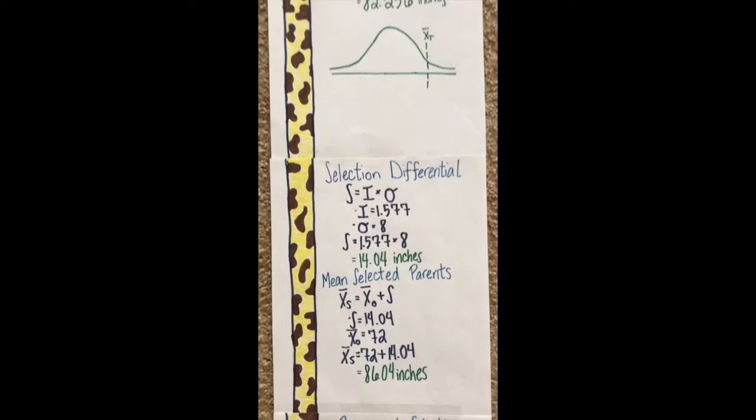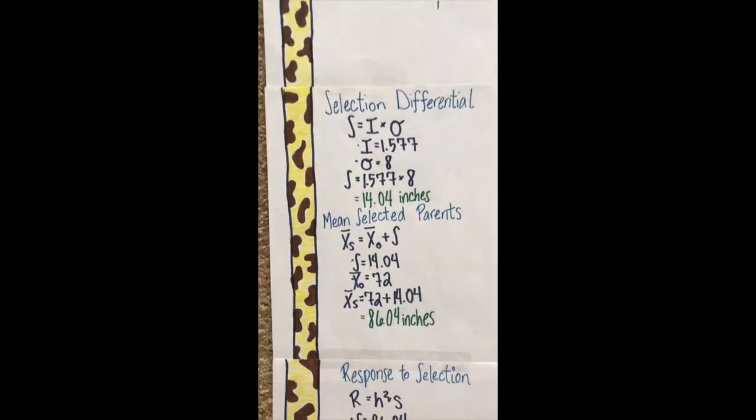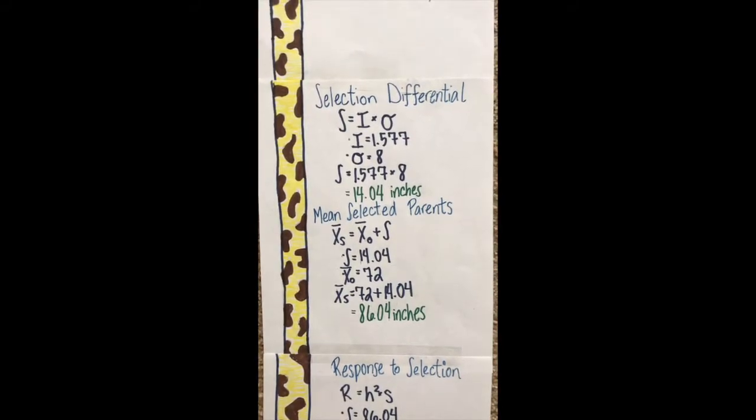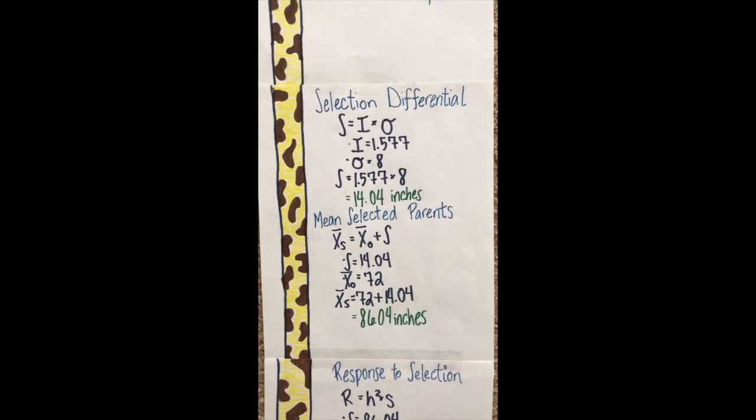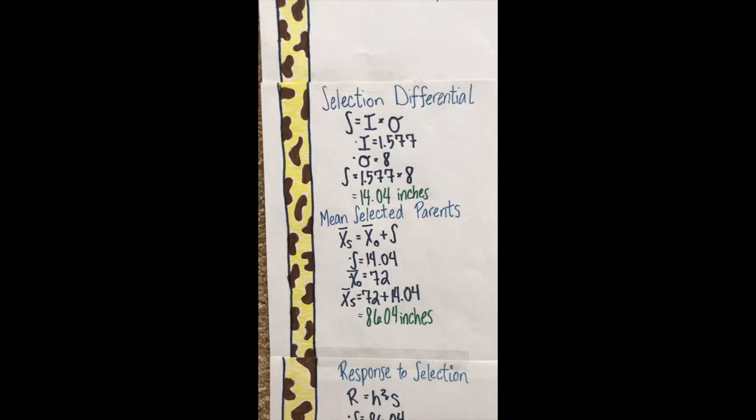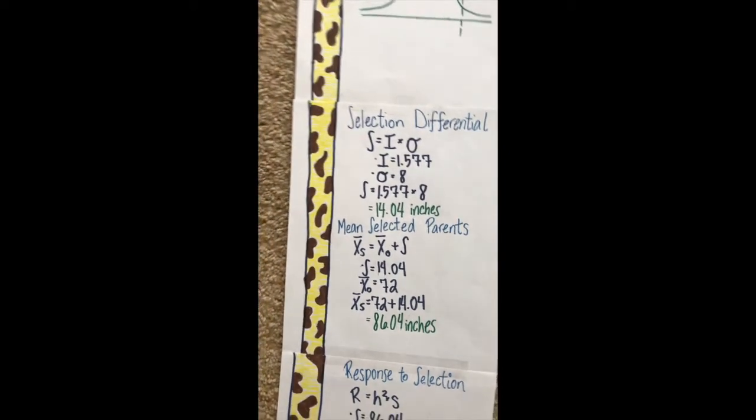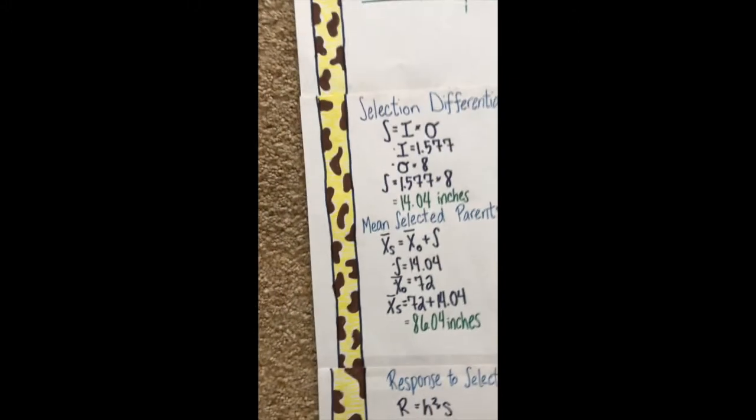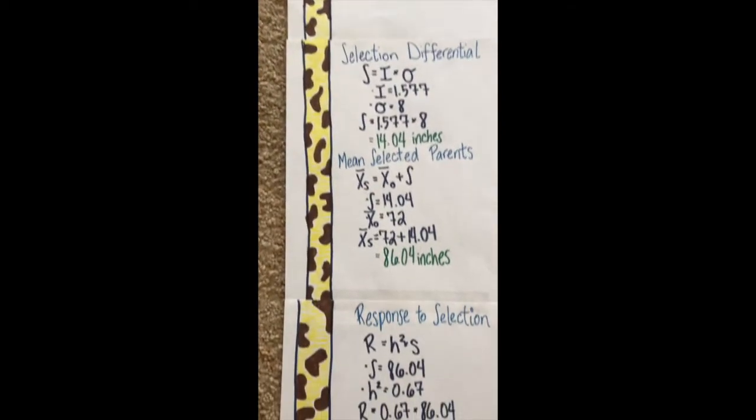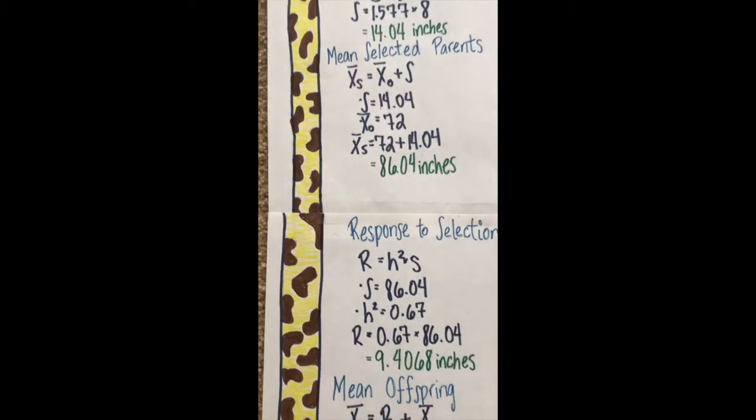Now, because we selected the top 10% of the population, we can use a selection intensity of 1.577. This value is obtained in a table. To find the selection differential in this population, take the selection intensity and multiply it by the standard deviation. This makes the selection differential, which is the difference between the mean of this population and the mean of the selected parents, 14.04 inches. Using this, we can add the selection differential to the original mean of 72 inches and get the mean of the selected parents, which is 86.04 inches.